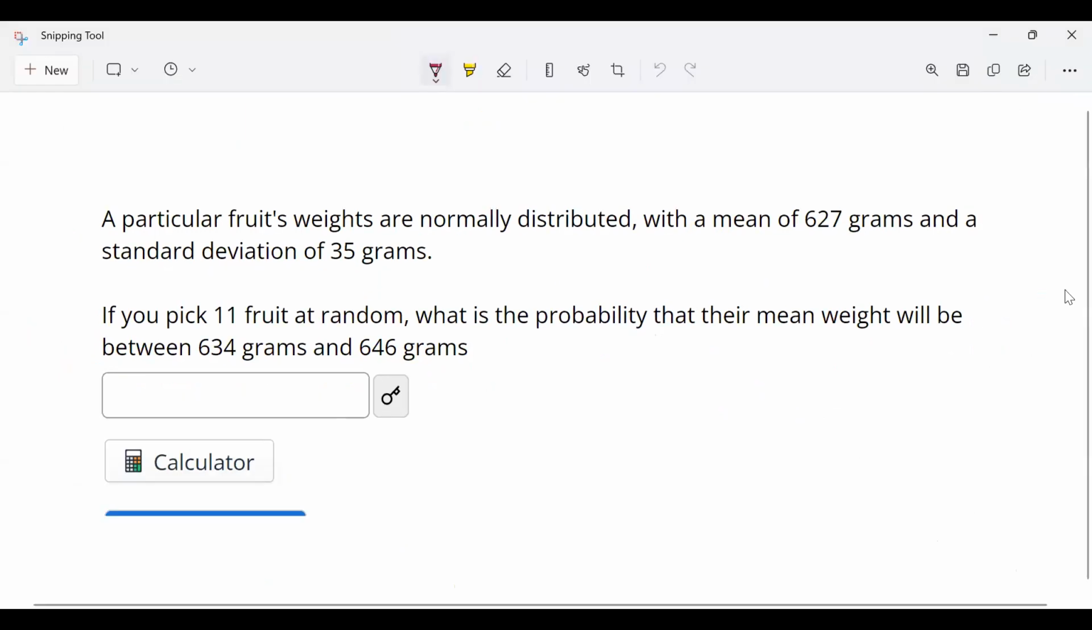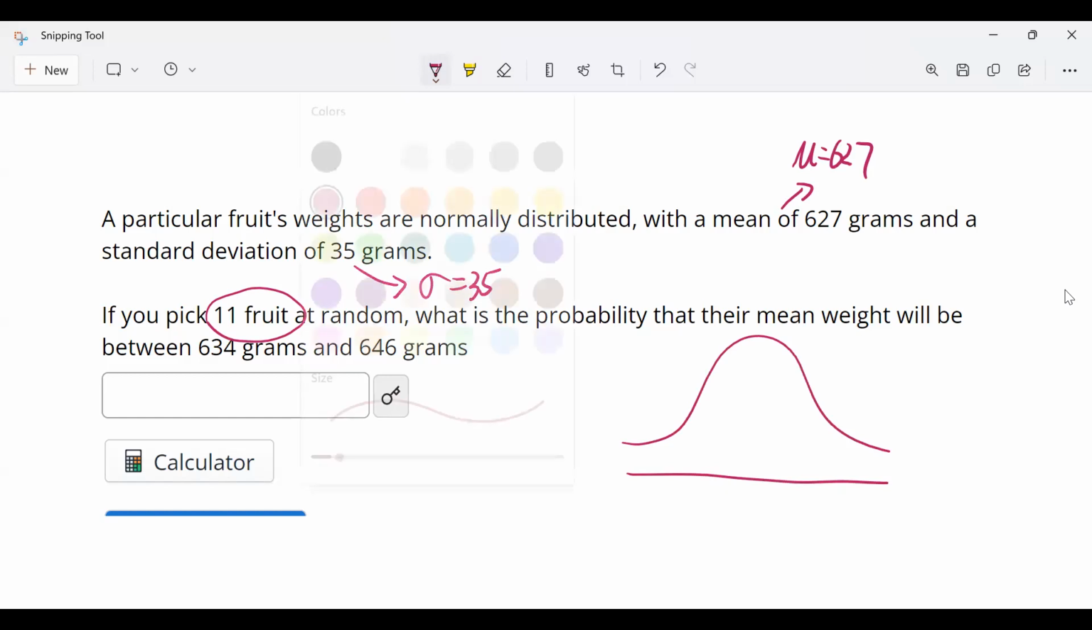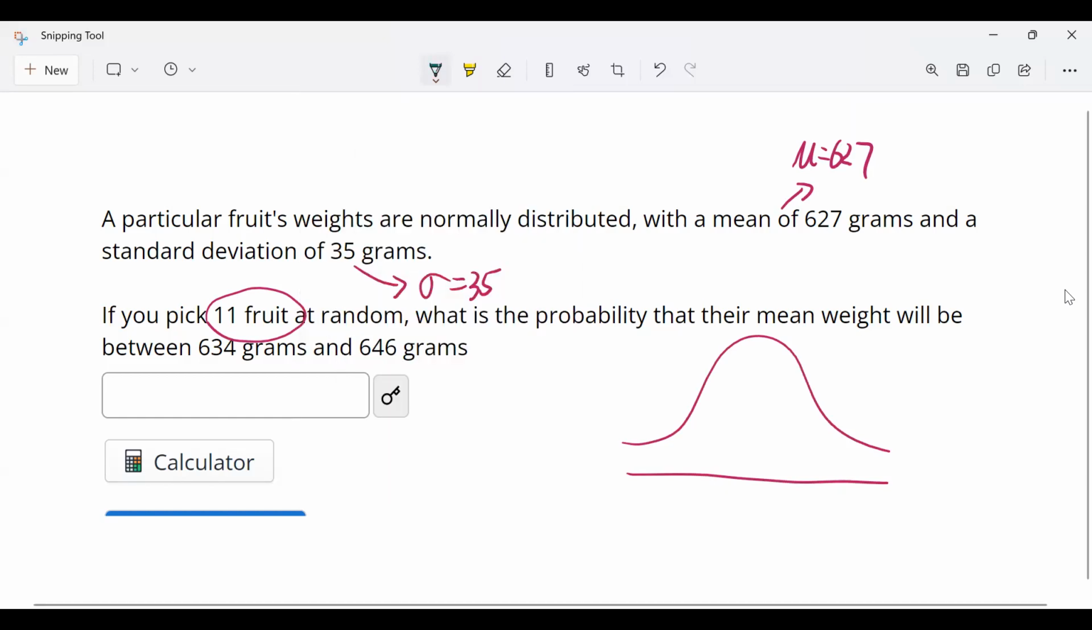Still gonna use central limit theorem because there's a sample involved. Right? 11 fruits were picked at random, so that means we are using the central limit theorem. So mean here is 627, standard deviation is 35. And we draw the bell curve. So the mean is in the center, 627.